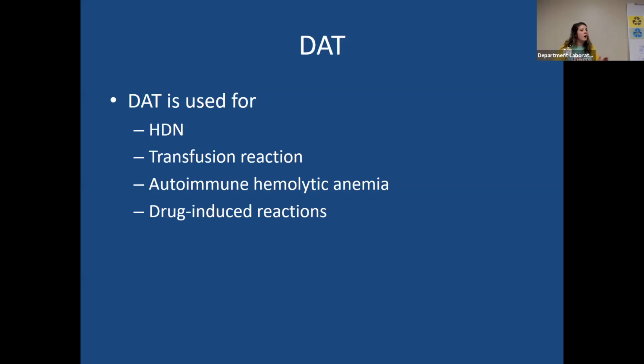Transfusion reaction, we will always do a DAT on your post specimen. So after the transfusion, a specimen will be collected. You're also going to pull that pre-transfusion specimen and do a DAT as well. Was that DAT positive before the transfusion? And maybe we just didn't pick up on something. Okay, that's part of our clerical check. Autoimmune hemolytic anemia, whether the patient has a warm autoantibody or a cold autoantibody, we will use the DAT to detect if something is coating patient cells. And then drug-induced reactions. All right, there are some drugs that can cause a positive DAT.